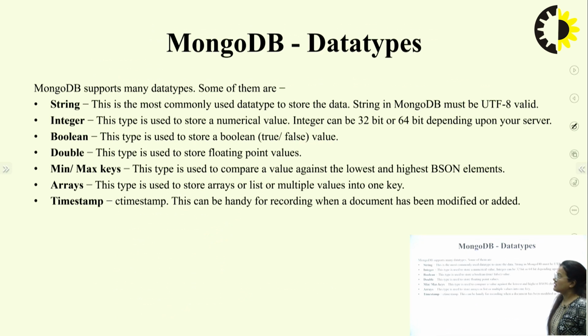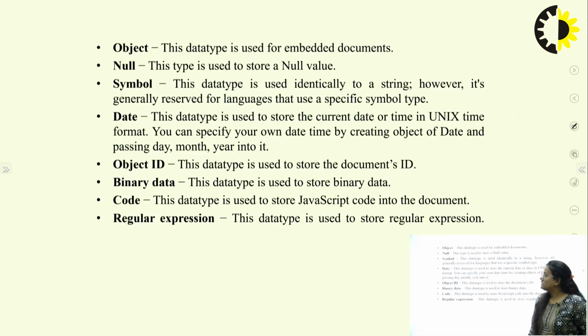Okay, next is MongoDB database data types. MongoDB supports many data types. Some of them are string, integer, boolean, double, min/max key, arrays, timestamp, object, null, symbol, date, object ID, binary data, code, and regular expression.